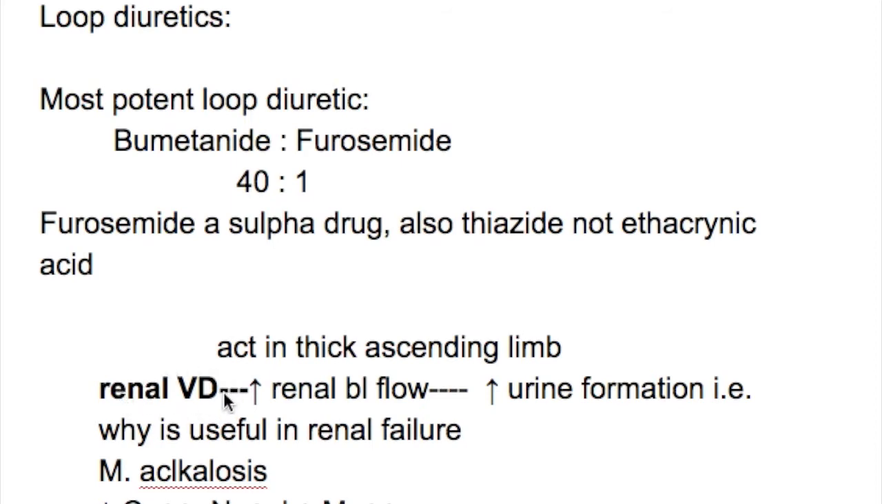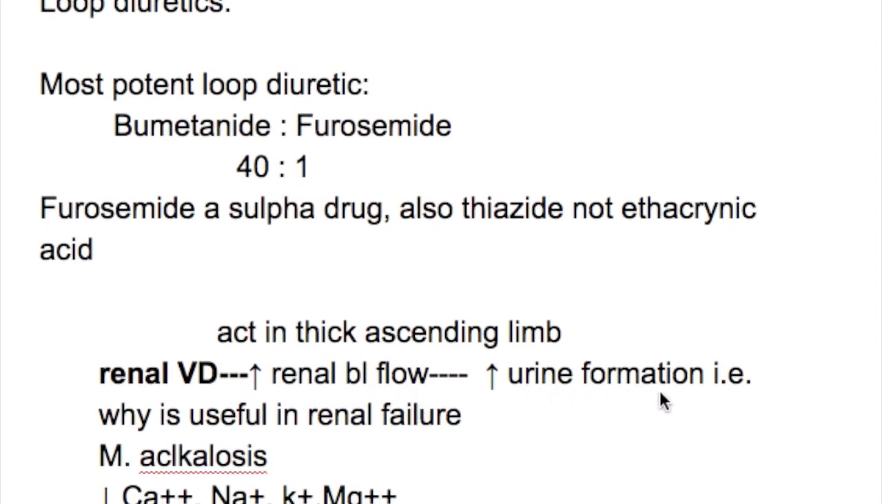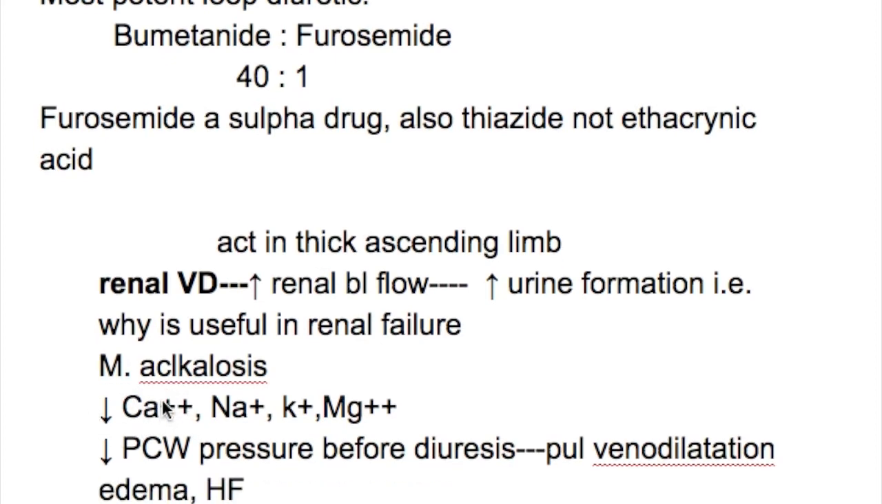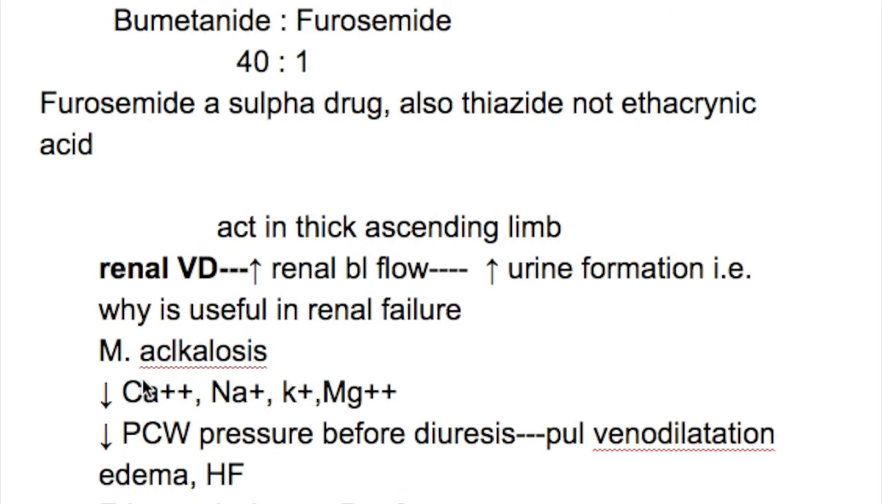What is the effect on renal blood vessels? Furosemide causes renal vasodilatation, increases the renal blood flow, increases the urine formation. That is why it is used in renal failure. It also causes, like thiazide, metabolic alkalosis. But it decreases all these electrolytes: sodium, potassium, calcium and magnesium. This is the difference from thiazide, which increases the calcium. They cause hyperglycemia.